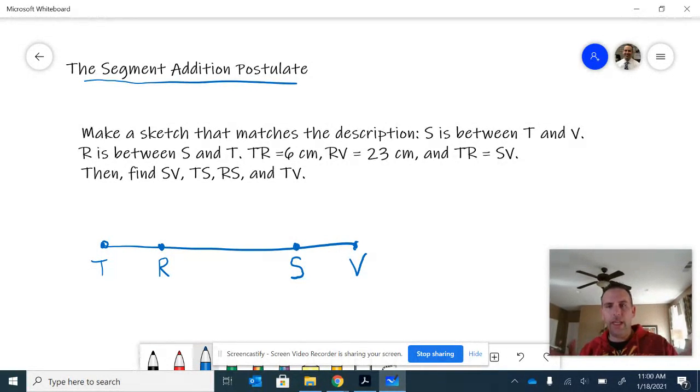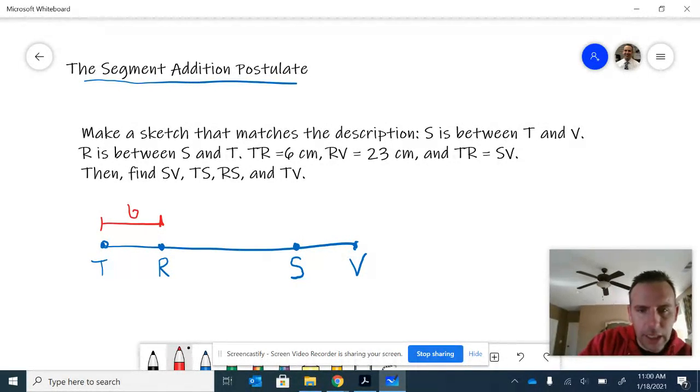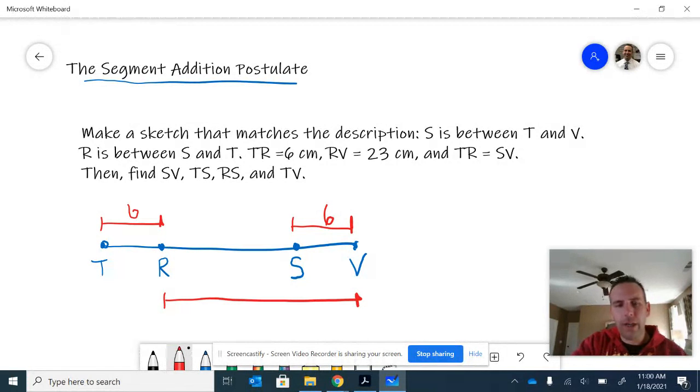That way, again, S is between T and V, and R is between S and T, and they look to be the same length of 6. So now when I go back and relabel it and say, okay, this was 6, it does look more visually like this also would be 6. And then we can reckon that RV would be, in fact, 23.